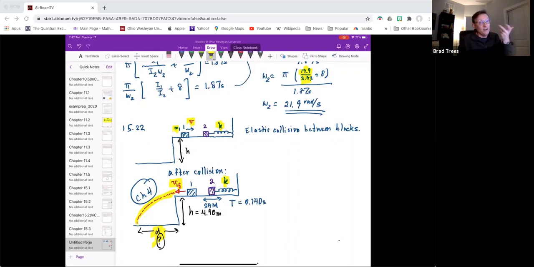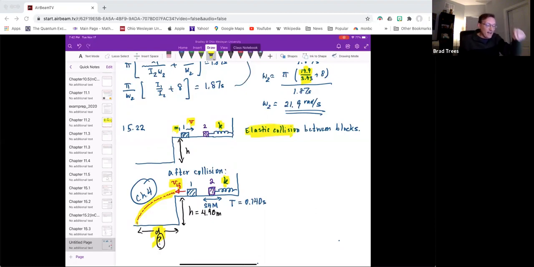This brings in a lot of physics. It brings in chapter 4, chapter 9, and chapter 15. I've already talked about how chapter 4 is involved. Chapter 9 is from the elastic collision between the blocks.